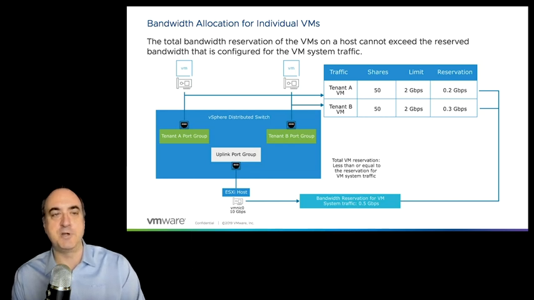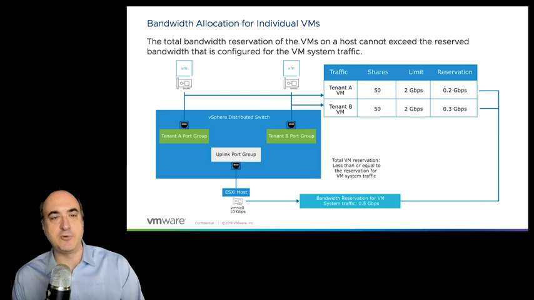Here we are splitting up across 2 different virtual machines. One VM has been granted 200 megabit or 0.2 gigabit. The other VM has been granted 0.3 gigs or 300 megabit, so that the 2 VMs together cannot exceed 500 megabit.